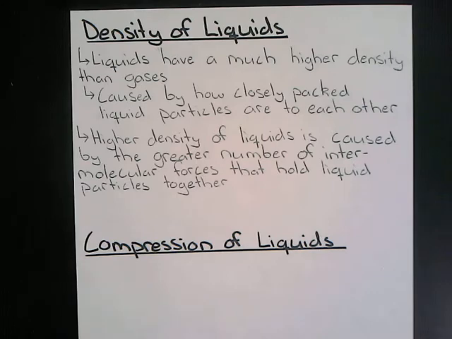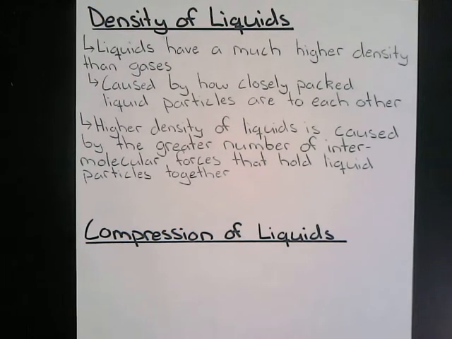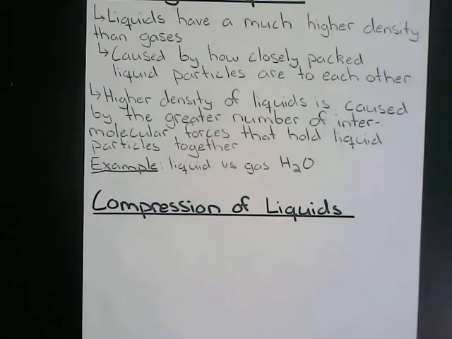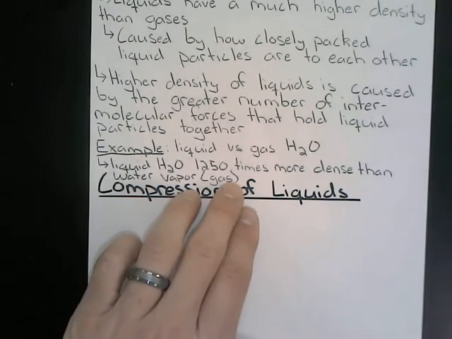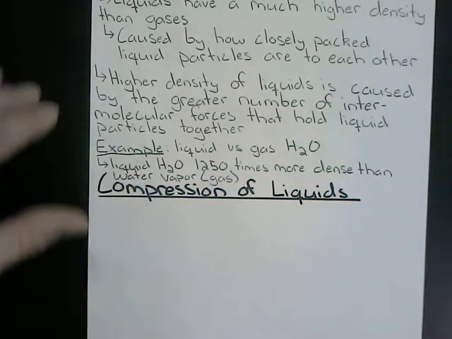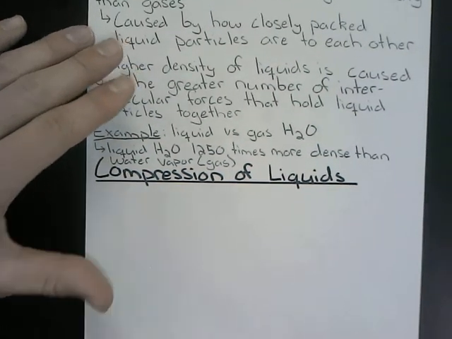Now, let's put this in terms of an example, and that is liquid versus gaseous water. The liquid water, the liquid H2O, is about 1,250 times more dense than water vapor, the gaseous form. Again, that says liquid water is 1,250 times more dense than water vapor.